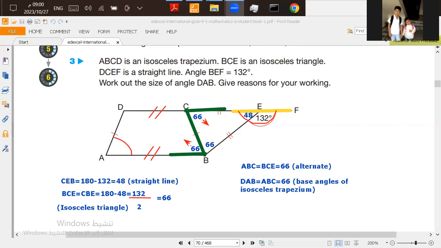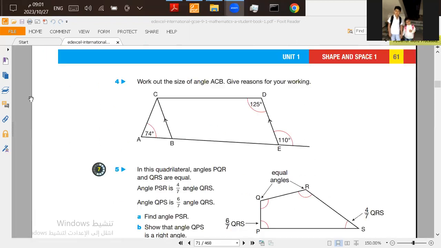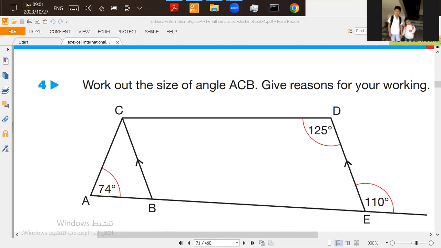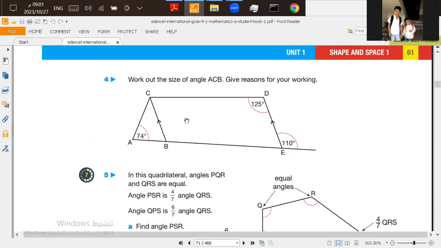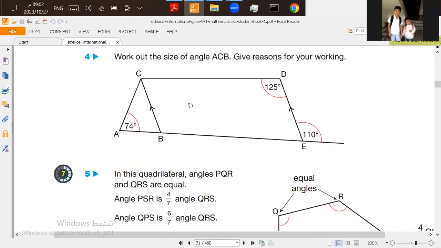Now let's move on to the next question. Question 4. Work out the size of angle ACB. Give reasons for your work. Now, ACB is over here. Let's mark it. So ACB is here. Let's zoom in first so we can work. We need to find ACB and we have to give reasons for our work.